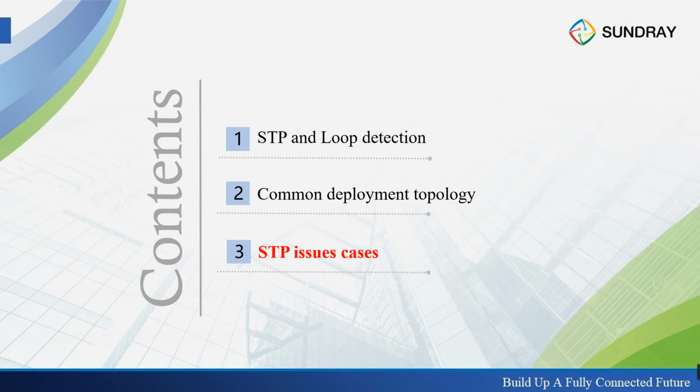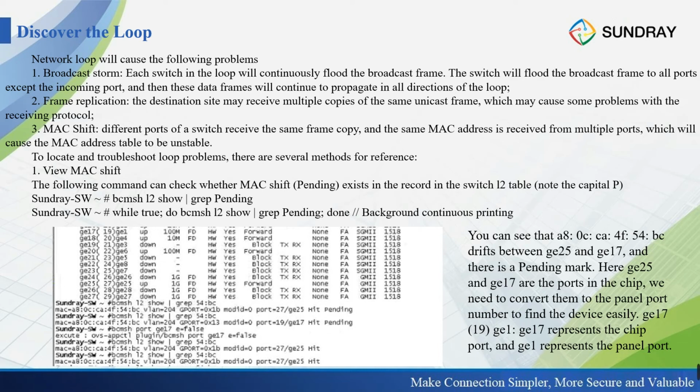So the last part is about the spanning tree issue cases. We need to know what kinds of issues will happen to our network if there is a loop. The first one is a broadcast storm. There are lots of packets, and it also causes frame replication.